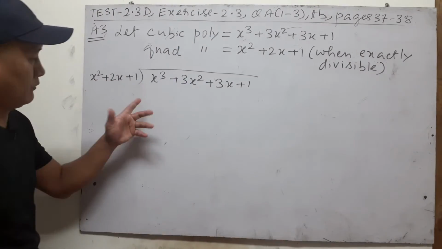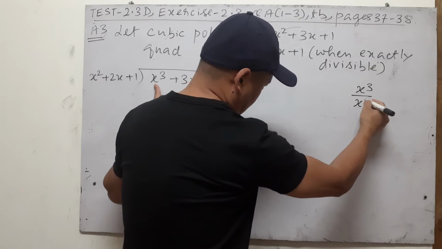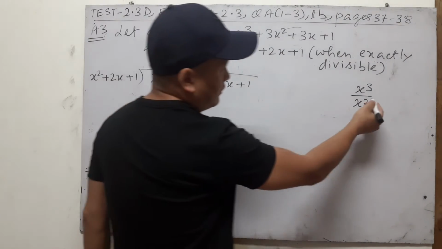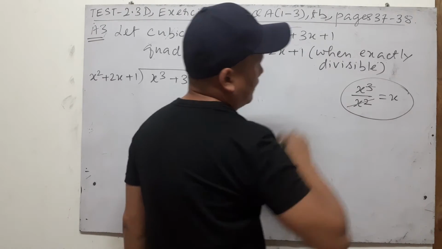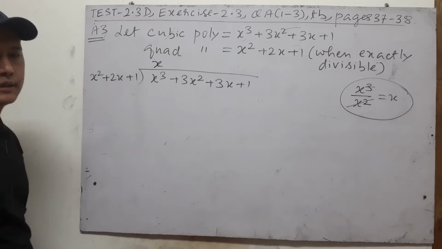To divide, we know that we have to take the highest degree term of the dividend and divide it by the highest degree term of the divisor, which is x squared. On cancelling, 3 minus 2, power 1 is left, so x to the power 1, which we just write as x. So the first term of the quotient here is going to be x.